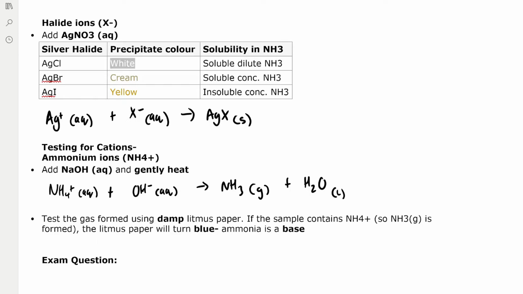So to improve the test, we can differentiate by the solubility of the precipitates in ammonia. Silver chloride is the most soluble because it's soluble in dilute ammonia. Silver bromide is the second most soluble because it's soluble in concentrated ammonia, but it's insoluble in dilute ammonia. And then silver iodide is the most insoluble because it's insoluble even in concentrated ammonia and certainly in dilute ammonia. And then you have the ionic equation for this reaction. So Ag+ reacts with X-, so halide ion, to form AgX, which is a solid precipitate.